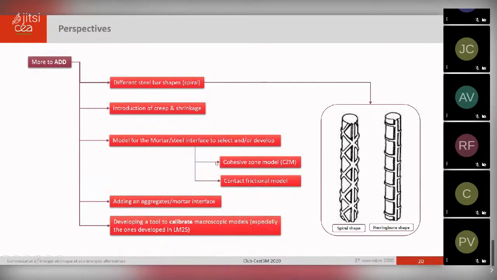We're thinking of a cohesive fusion model to start, or a contact friction model, but a deeper study of these two will be done. After that, we'll check the effect of adding an aggregate-mortar interface, which was considered perfect during this calculation, to check the effect on the general behavior between a simulation that has no coarse aggregate-mortar interface and one that has it.